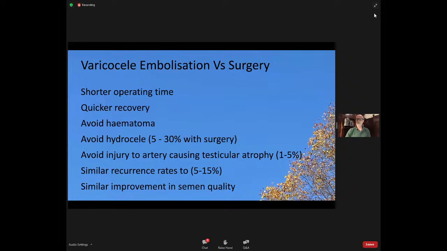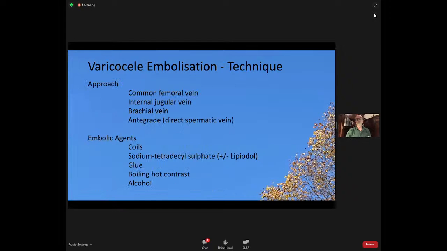So really all the things that we'd expect of interventional radiology. Now, in terms of the approach, it really does vary very widely by centers. So what I'll go on to talk about is my individual approach, and I fully accept that there are lots of different ways to skin this cat. What I will talk about is not necessarily stating this is the best or main way to treat a varicocele, but it's certainly the way we do it in our center.